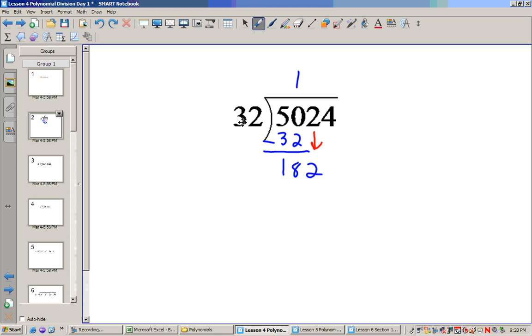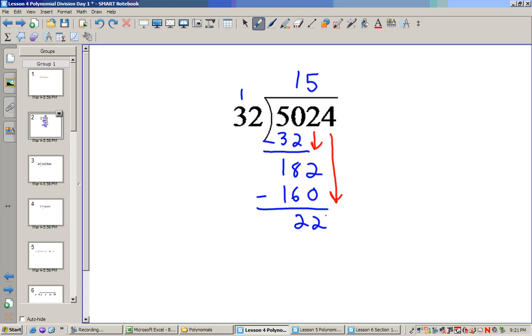Well, I know 6 times 3 is 18, but 6 times 2 would be 12, so that would be 192. So let's knock that down to 5. 5 times 2 is 10. 5 times 3 is 15, plus 1 is 16. So now if we subtract here, this becomes 22. Let's pull down a 4.